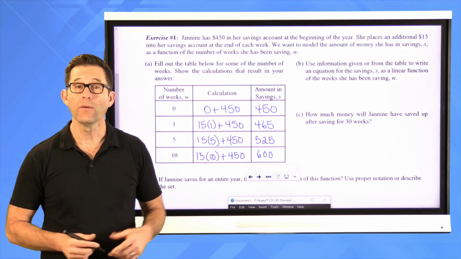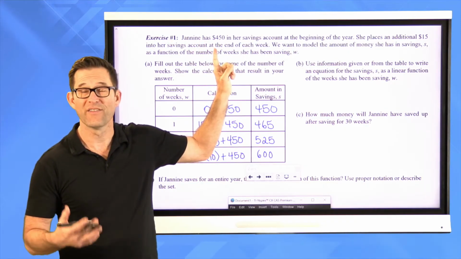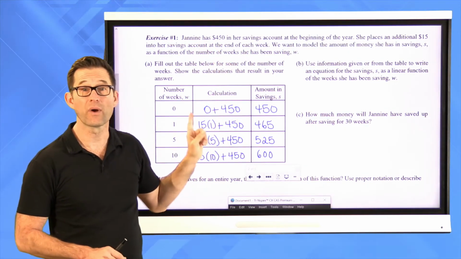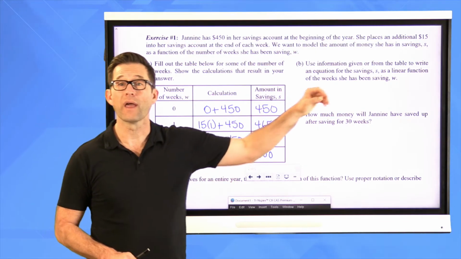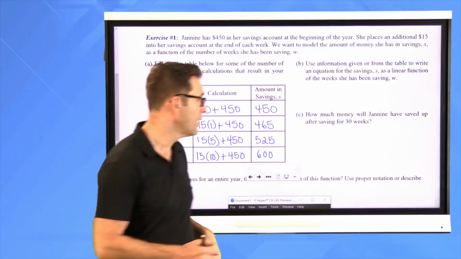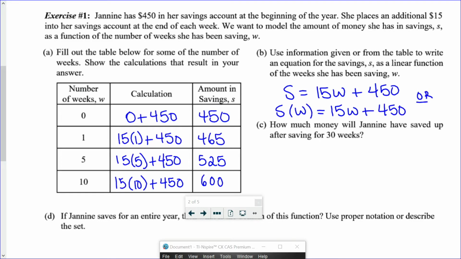All right, well, the plain fact is the starting amount, 450, that is our b. That is our y-intercept. We can see it right here. When the input is 0, the output is 450. The slope, on the other hand, is the rate, $15 per week. So our linear function is s equals 15w plus 450. If you want it in function notation, and it didn't say you had to have it, we would write s of w equals 15w plus 450. Either one of these are fine.